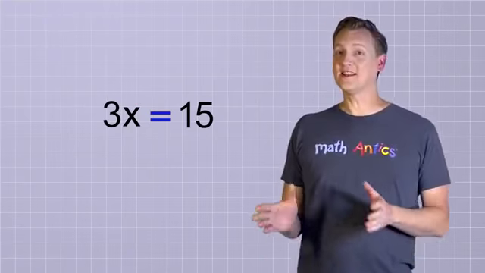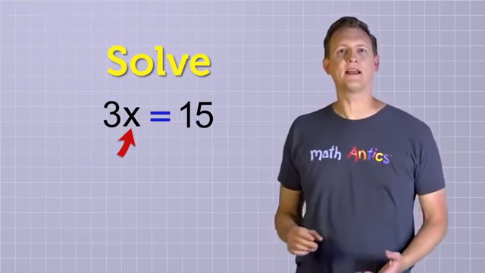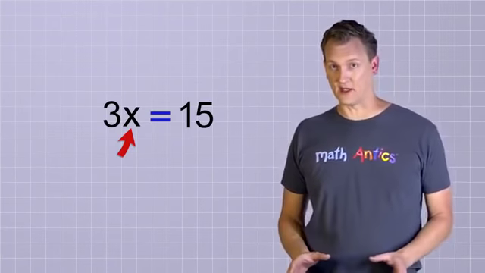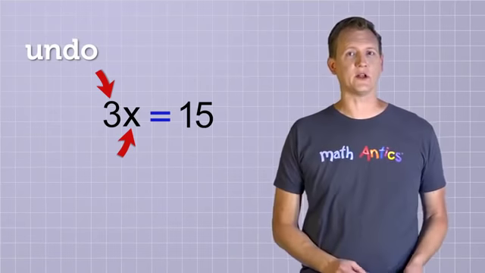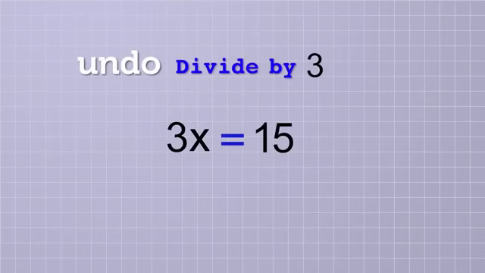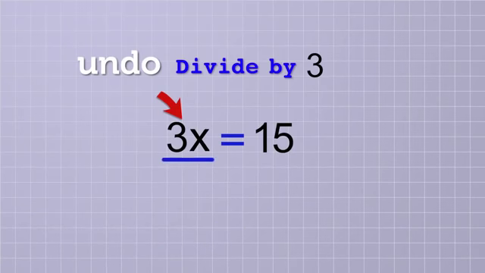All right, but we need to solve this equation, right? That means we need to get the unknown, x, all by itself on one side of the equal sign. Right now, the x is not by itself because it's being multiplied by 3. So to undo that operation, we need to divide that side by 3. In algebra, we almost always write division in fraction form. So to divide this side by 3, we just write a fraction line under it and we put a 3 below the line. There. This means 3 times x divided by 3.